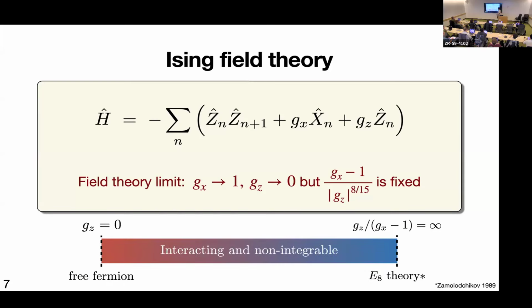But what's important to know is that this actually defines a whole family of quantum field theories. So perhaps the most familiar one is if you just take Gx as 1 and Gz as 0, I'd be over here. This is an integrable field theory. This is just a free Majorana fermion. In the other limit, if Gz is large, but you're taking this limit, then you actually get another integrable field theory called E8 theory, discovered by Zamolodchikov in 1989. But in general, you can take this limit with various ratios held fixed, and this defines a continuum of interacting and non-integrable field theories that have non-trivial S matrices that we can probe by scattering these wave packets together, and that's precisely what we'll do.